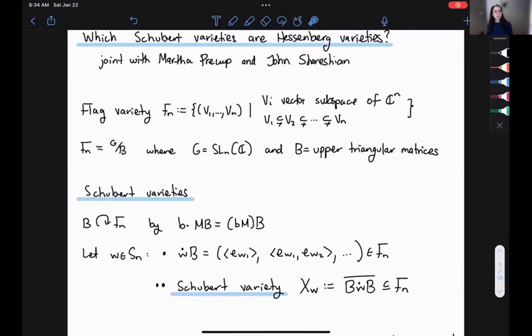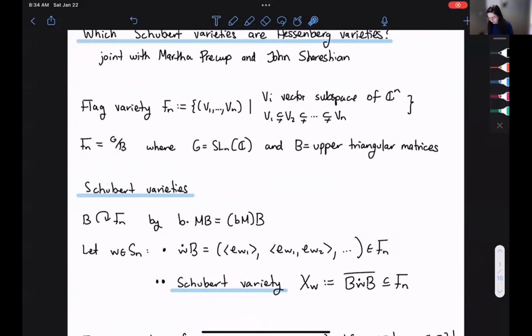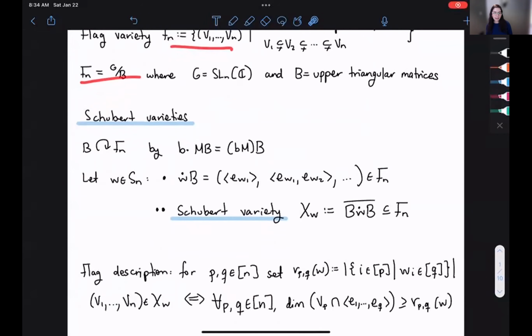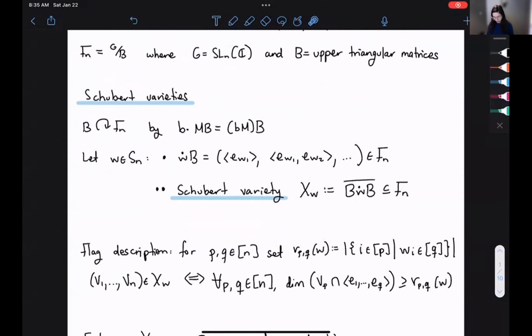So this is a group theoretic description, but as I said, there are these two points of view on flags. There is a flag description of Schubert varieties that is very combinatorial. If you want to characterize which flags are in a Schubert variety, you can define the following combinatorial number. For each pair of integers p and q less than or equal to n, you define this number to be the number of integers i less than or equal to p such that w_i is less than or equal to q.